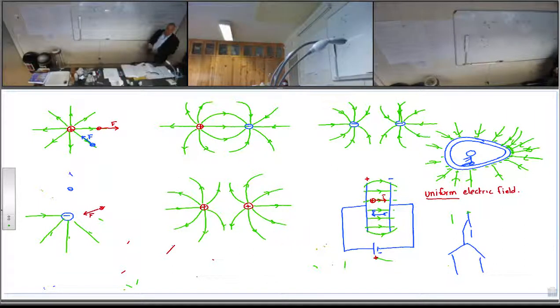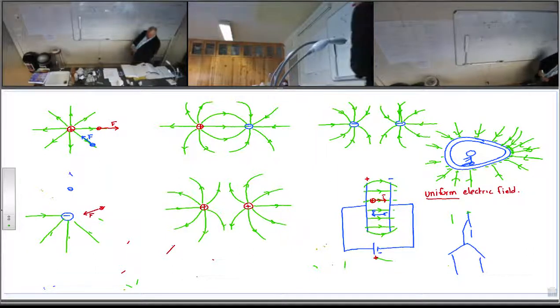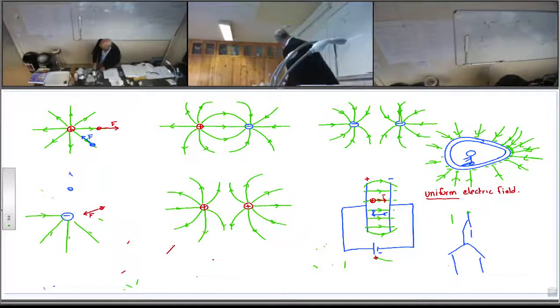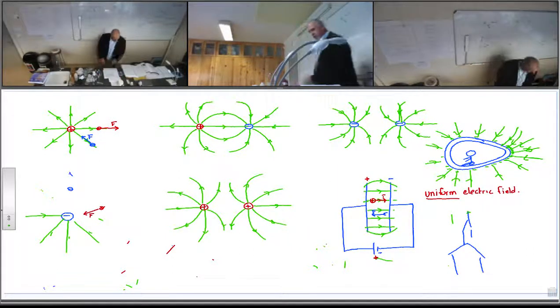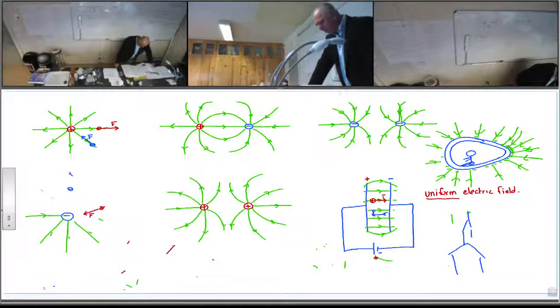Right, that would be your field lines around there. Right, how much time do we have? 10 minutes. Let's just have a look at a few things. Let me just give you some notes. I think we've covered everything here. Just a few notes on electric field lines.